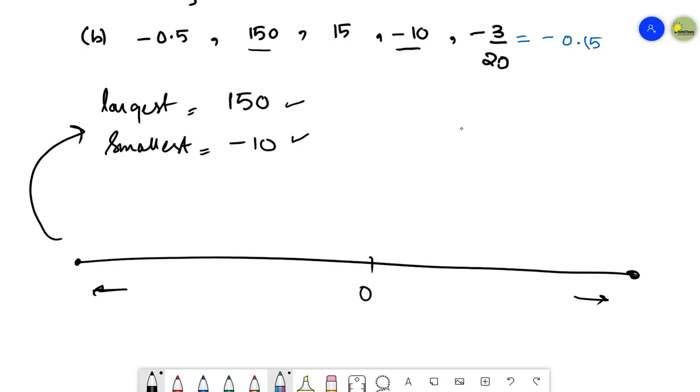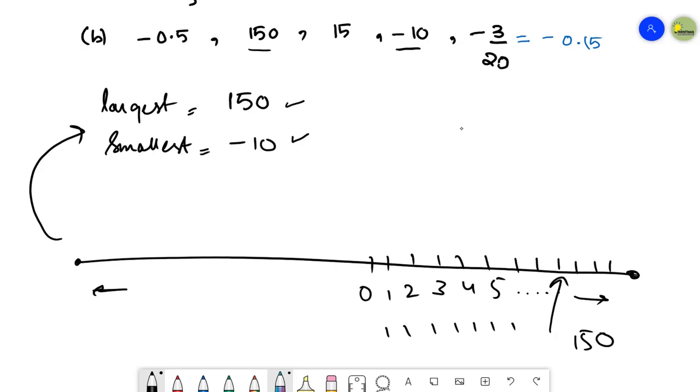Okay, if I plot a number line like this, 1, 2, 3, 4, 5, then I am going to have 150 of these kinds of sections in order to plot 150. I need to mark 150 such sections. So can you imagine how much bigger the number line will become when I do it this way? It is not an appropriate way to plot large numbers or very small numbers on your number line. It's not the appropriate way to do this.